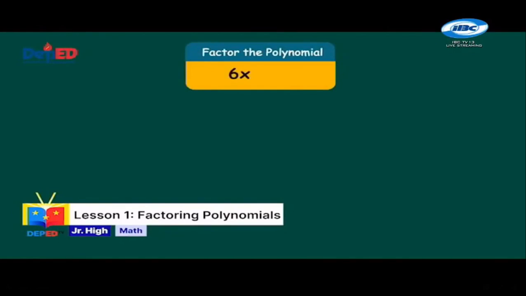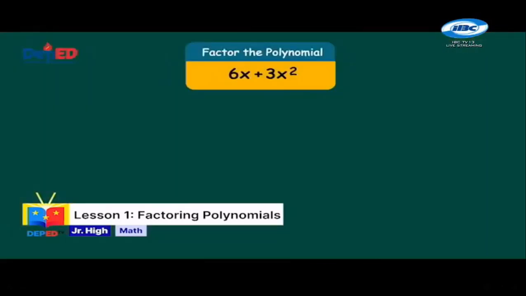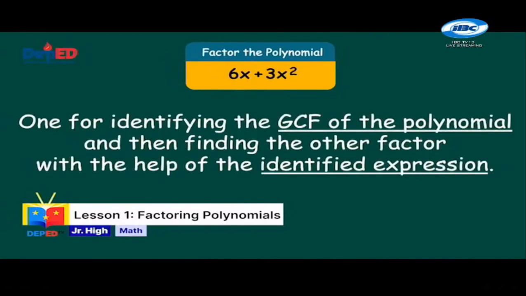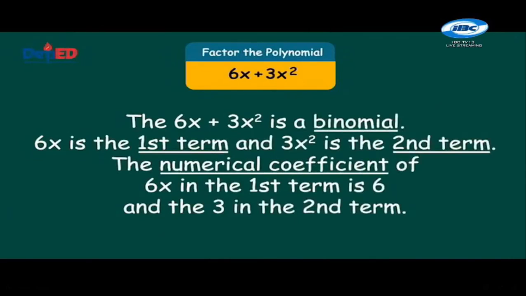Let us write the expression 6x plus 3x squared in factored form. We can factor this polynomial by getting the greatest common factor of each term. And I will introduce a new method to acquire the common factors. We can divide the solution into two parts. One for identifying the greatest common factor of the polynomial, and then finding the other factor with the help of the identified expression. 6x plus 3x squared is a binomial. 6x is the first term, and 3x squared is the second term.